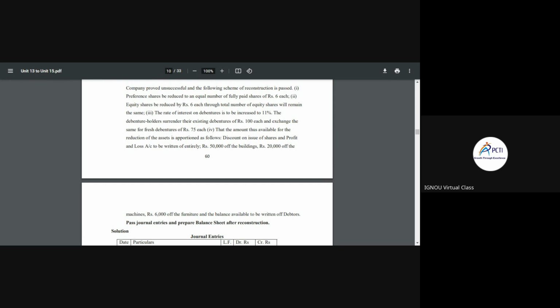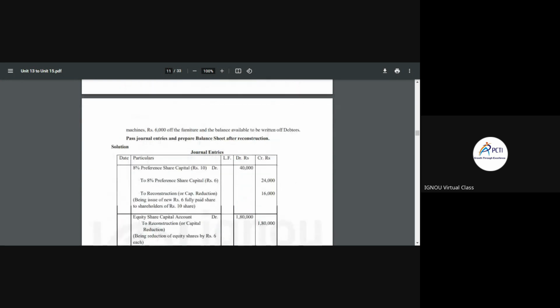Next one is that the amount thus available for the reduction of the assets is apportioned as follows. That means, discount on issue of shares and profit and loss account to be written off entirely, rupees 50,000 of the building, rupees 20,000 of the machinery, rupees 6,000 of the furniture, and the balance available to be written off of debtors.